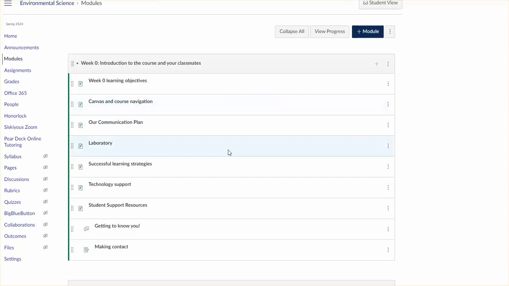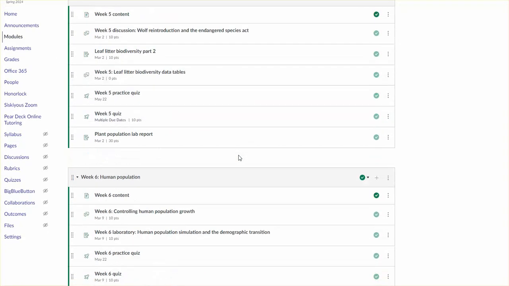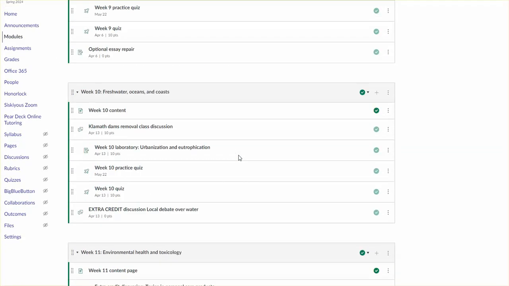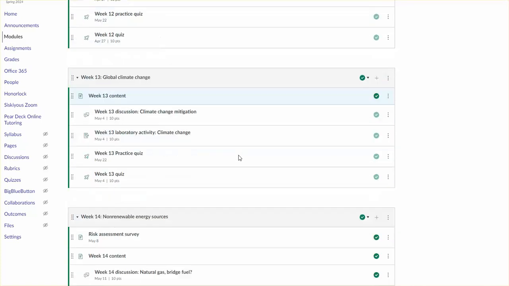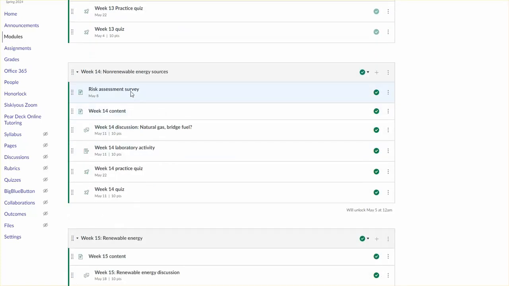So this is something that needs to be done by Wednesday because you are going to use the class data that are collected through this survey in this week's lab. So I wanted to give that an early due date just to make sure that everybody has the information they need when they do their lab. And we'll get to the lab in just a second.